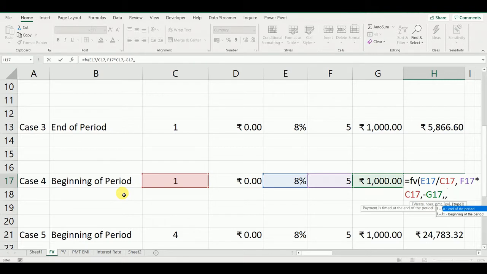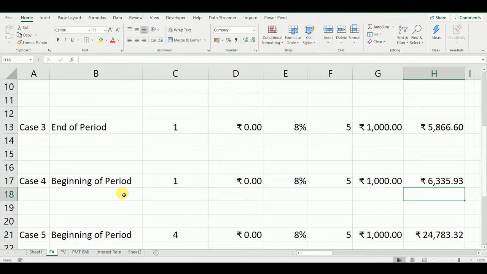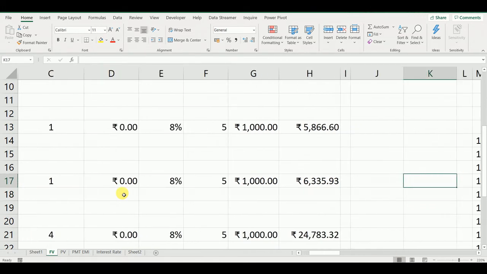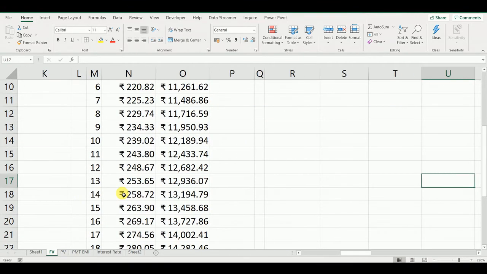Now we have to select type. So we will select beginning of the period and we press tab. Now it is coming to 1 and we will press the closing bracket. So here you can see, if we invest in the beginning of the period and at the end of the period, the difference is too much. You can see here it is 469 rupees for every 1000 rupees. So we will verify through our manual calculation also.